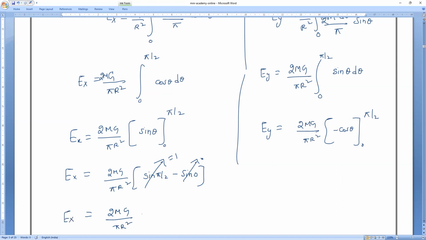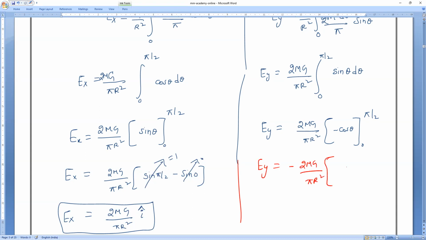So 2MG divided by pi R square. This is the x-axis. And what is the direction? X-axis means i cap. Vector direction is what axis? i cap. You understand it? The same way, the y-axis. Y-axis means, let us see, this minus will come up. I'll write 2MG divided by pi R square. And we all know cos 90 is how much?